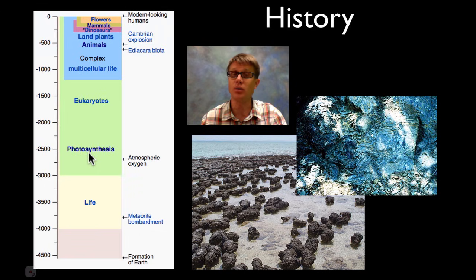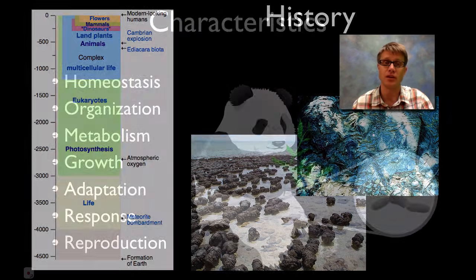We have photosynthesis show up, and so oxygen starts to accumulate. Then eukaryotic life, multicellular life, like 1 billion years ago. And then all the things that we think of as life, like animals, plants, dinosaurs, flowers, those things show up fairly recently in the evolutionary history of life on our planet.